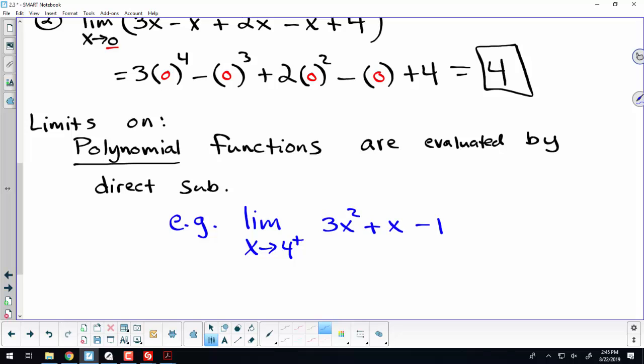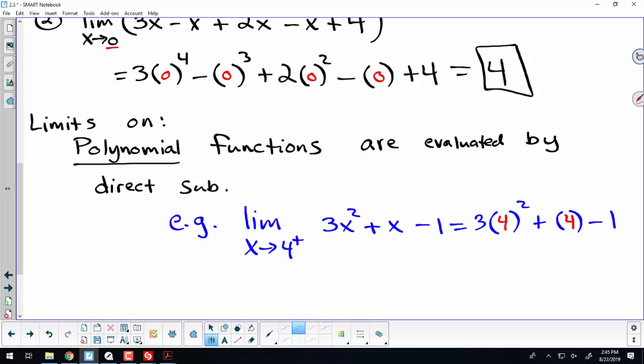A lot of this stuff is function recognition: what kind of function am I dealing with? That usually dictates what process you take in order to compute the limit. So I see that's a polynomial. I can just plug that value directly in to compute the limit. Okay, so that's how we compute those limits. Whether they're one-sided or two-sided, on polynomials and linear functions, we just plug directly into the function.